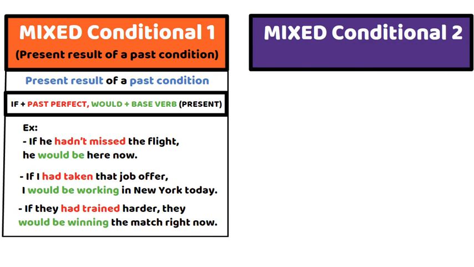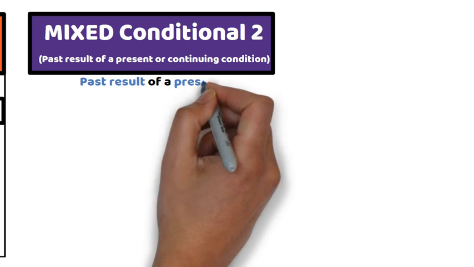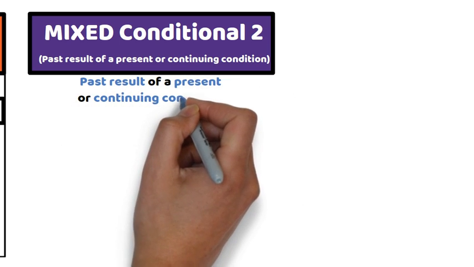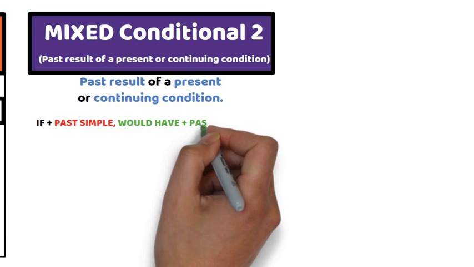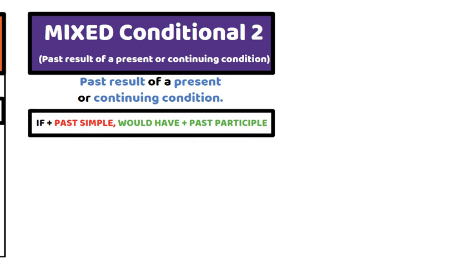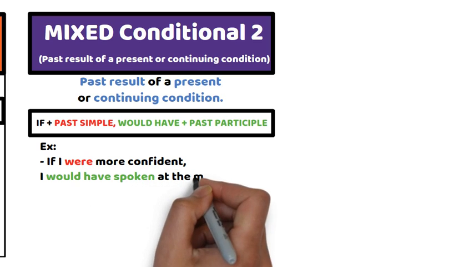Mixed conditional two, or past result of a present or continuing condition. We use the mixed conditional two for past result of a present or continuing condition. Form: if plus past simple, would have plus past participle. For example, if I were more confident, I would have spoken at the meeting.